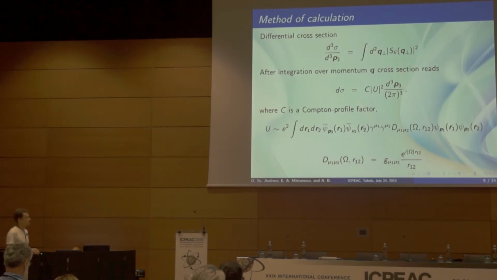Physically, it means that the virtuality of the exchange photon is increasing when the impact energy is increasing. So the exchange photon becomes closer to the mass shell, which increases the effective range of the inter-electron interaction, which gives growth to the cross-section.